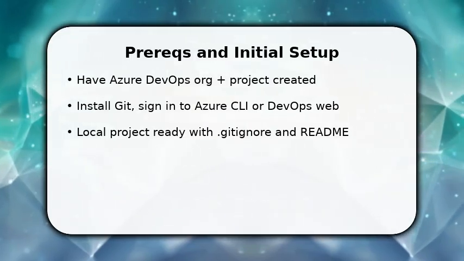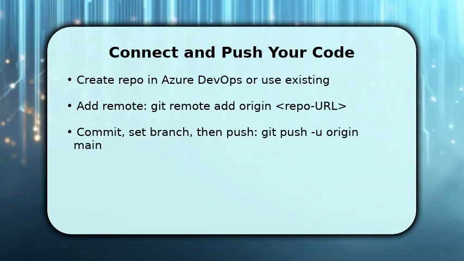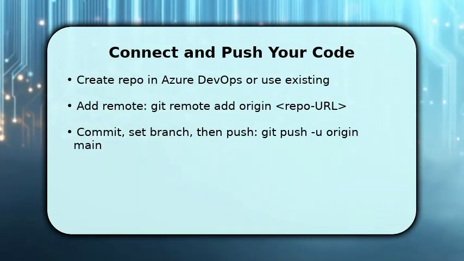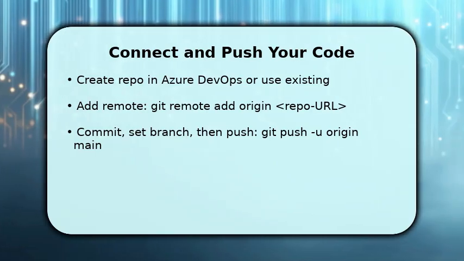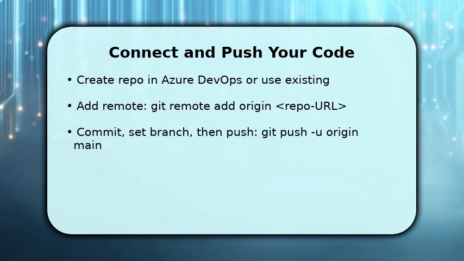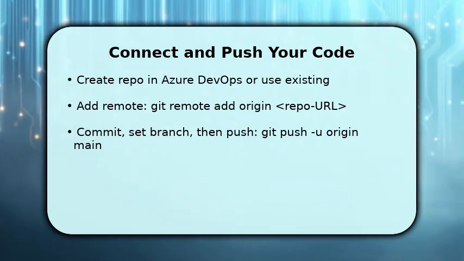Now you connect the local repo to Azure DevOps. Create a repo in the project if needed, then copy its HTTPS or SSH URL. Add that as a remote and explain why. Remotes map your local history to the cloud, enabling collaboration.